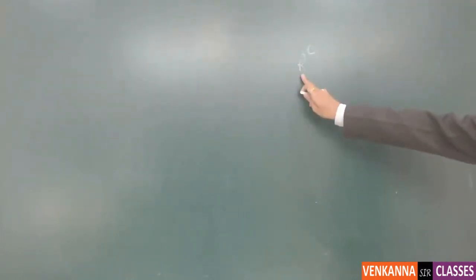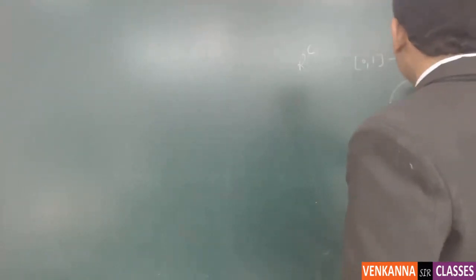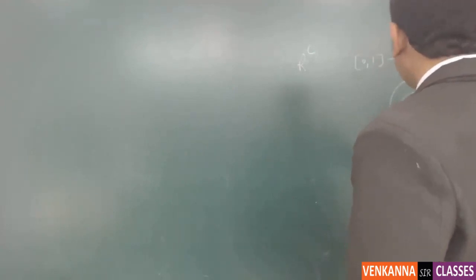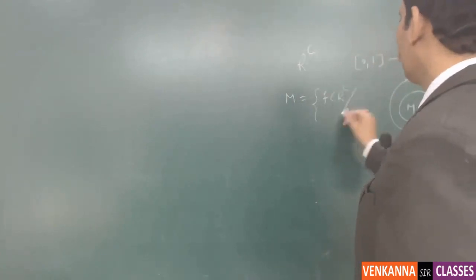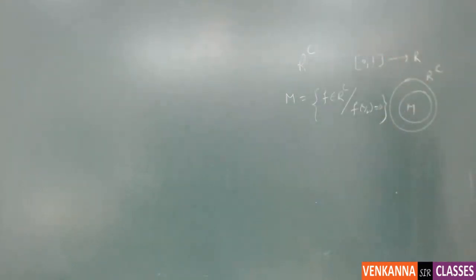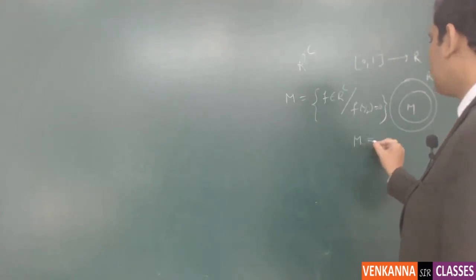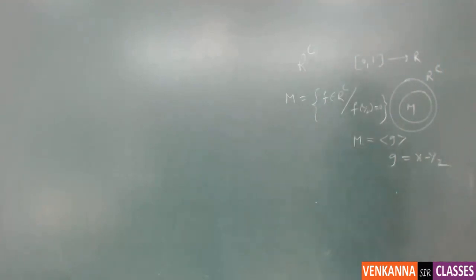So earlier we have done a problem where I have taken R^C, the set of all continuous functions from the closed interval [0, 1] to R. In R^C, I have taken M, the set of all functions for which 1/2 is a root. In the previous problem, we proved that M is generated by g, where g is the linear polynomial x minus 1/2.